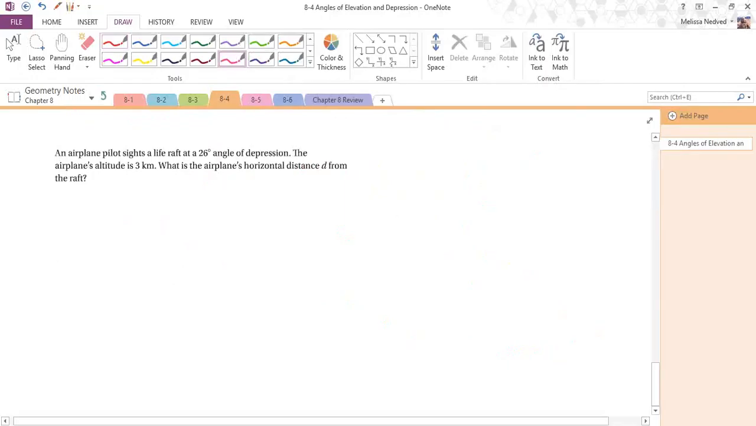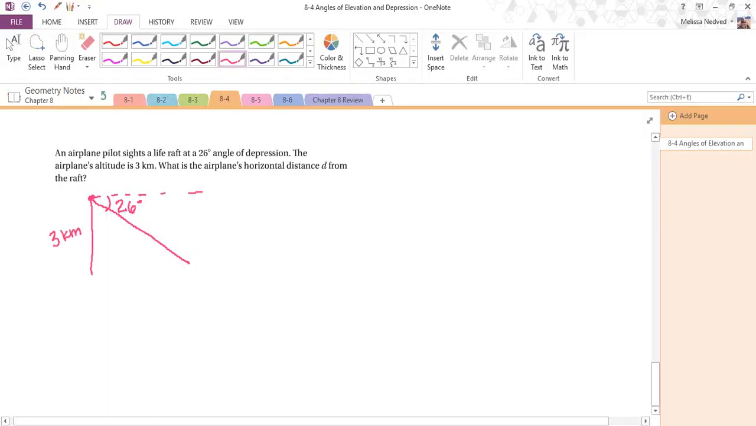So let's see here, what do we know? An airplane pilot sights a life raft at a 26-degree angle of depression. So here's my airplane pilot. Angles of depression start with the horizontal and go down. That's telling me that that is 26 degrees. That's the first sentence. The next sentence says that the airplane's altitude is 3 kilometers. That means from the ground to the airplane, it's 3 kilometers, which is going to be this vertical distance here.